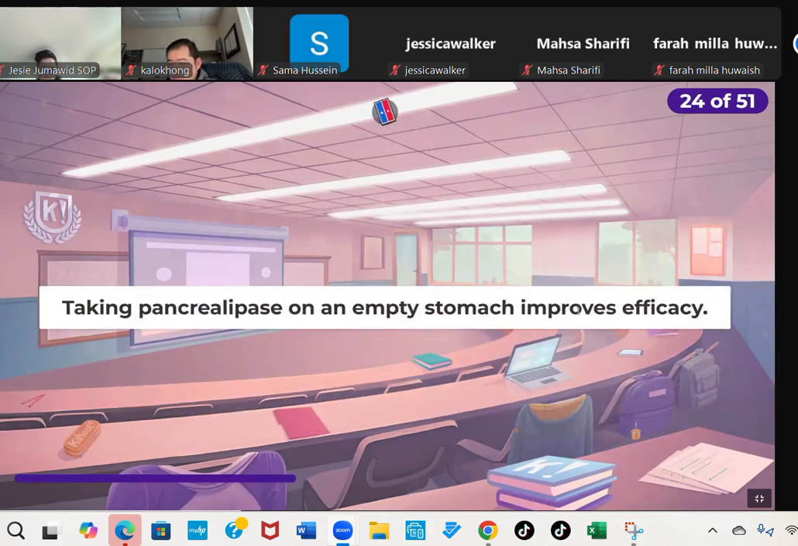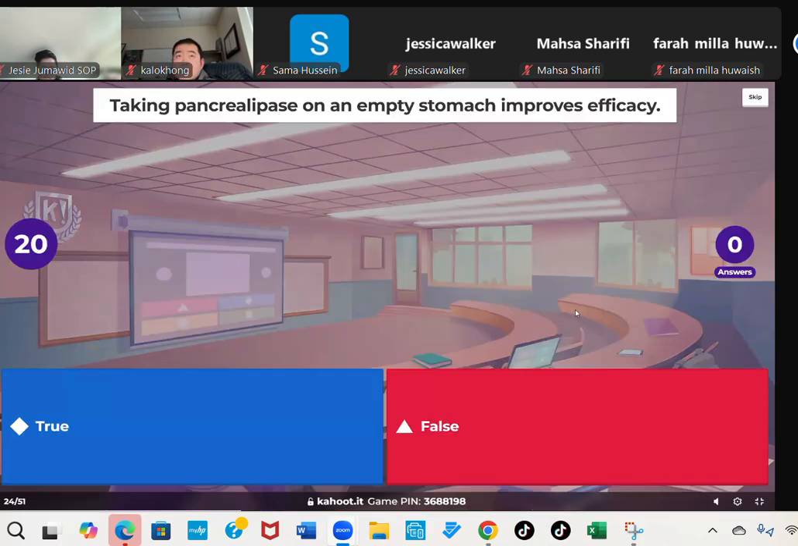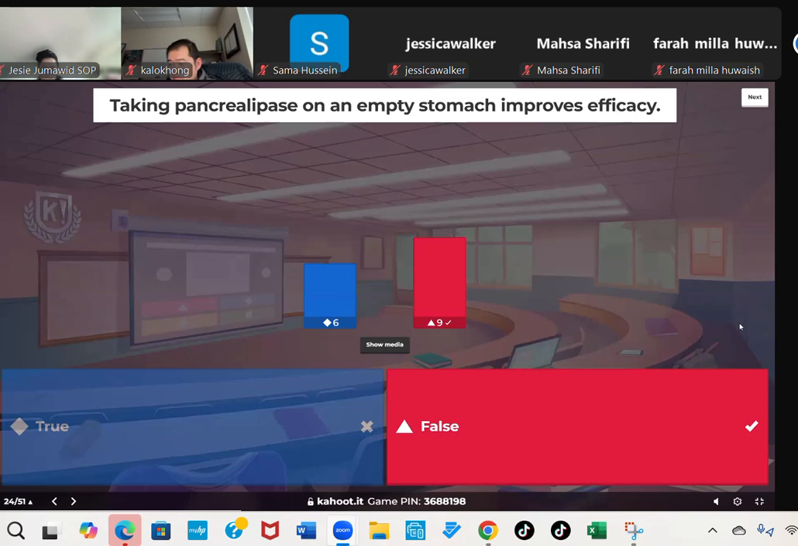Okay, true or false? Taking pancreolipase on an empty stomach improves efficacy. Anybody want to talk about what we use pancreolipase for and how we should take it? Supplementation for digestive enzymes.